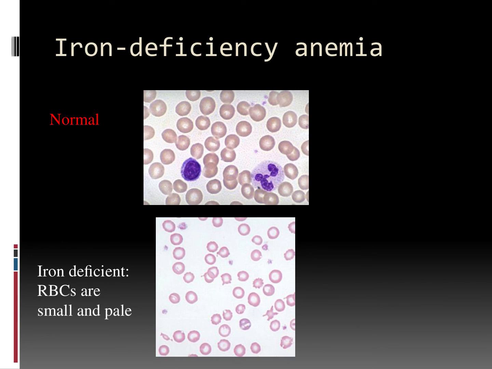So here, this is a slide of normal blood. A couple of white blood cells, a bunch of red blood cells, happy little donuts. Here you can see the red blood cells are really pale and small. That is because there's not enough iron to make enough hemoglobin to make full, happy, healthy red blood cells.